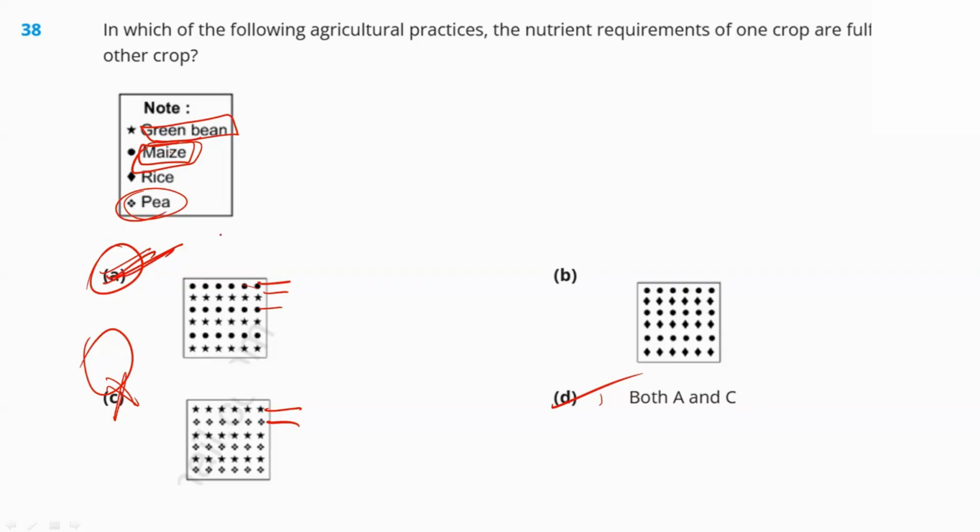Okay, one crop should be obtaining nitrogen from the soil, and another should be giving it back. So green bean and pea give it back, and maize and rice take the nitrogen away from the soil.